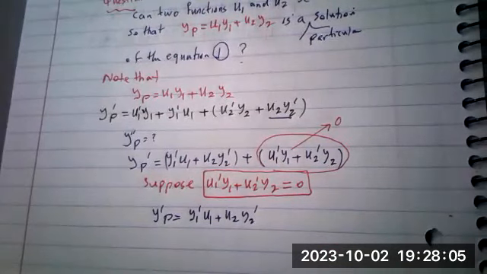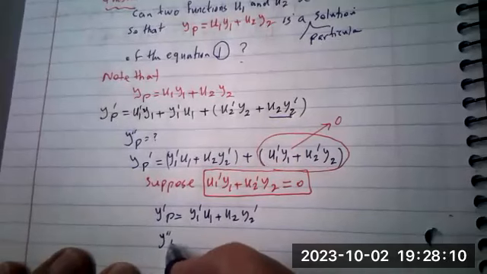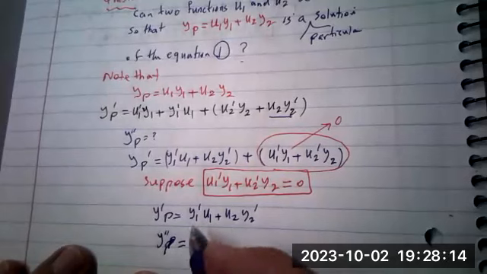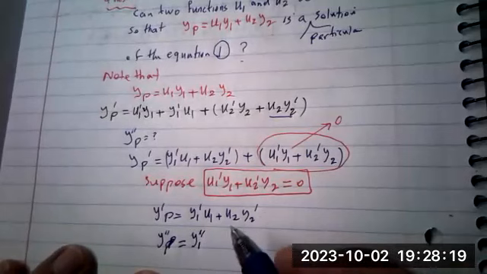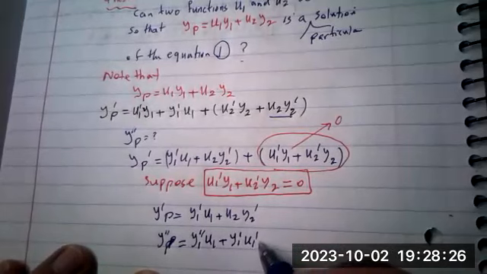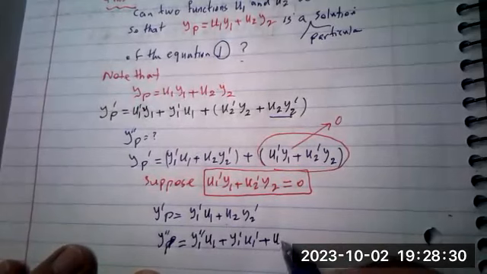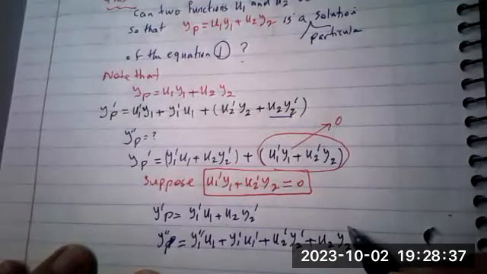So differentiate it to get the y double prime. If you get the y double prime of p, again, the product rule. So that gives you y1 double prime. That's fine because we have y1 times u1 plus y1 prime u1 prime. Differentiate the second one. That gives you u2 prime y2 prime plus u2 y2 double prime.